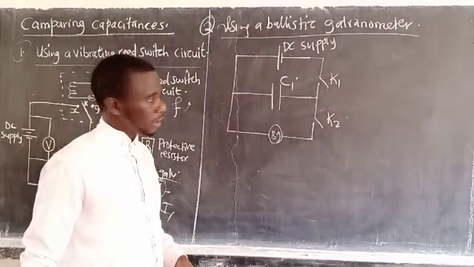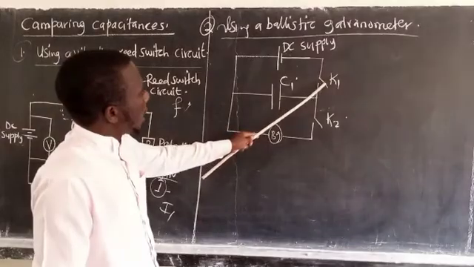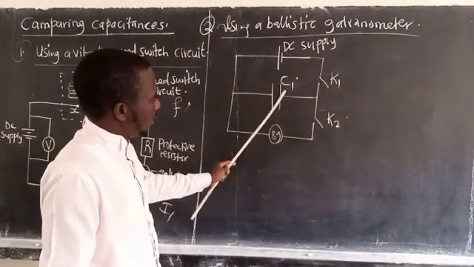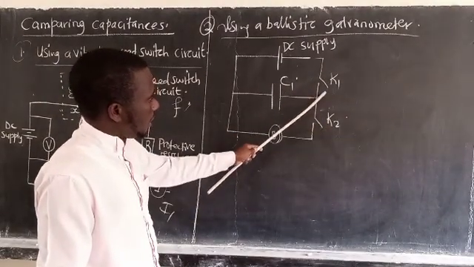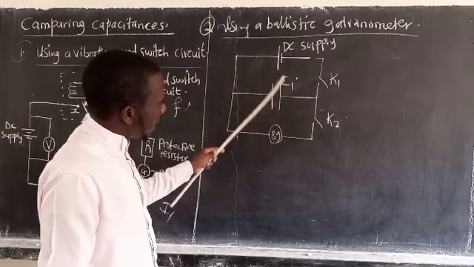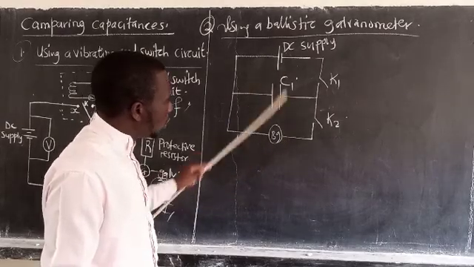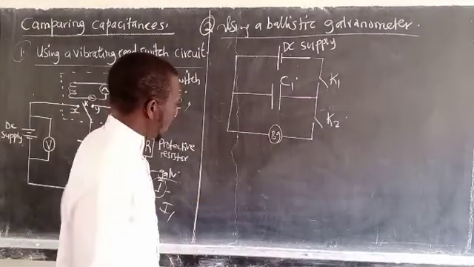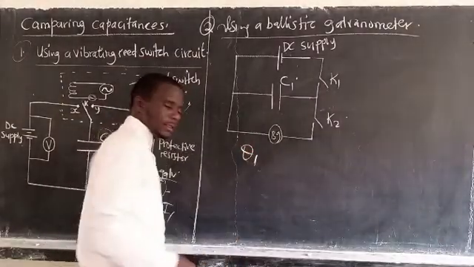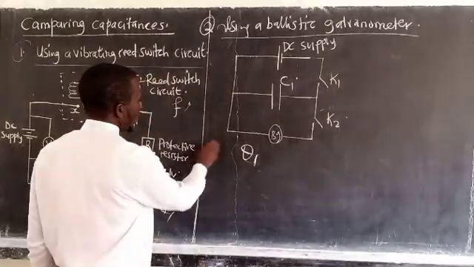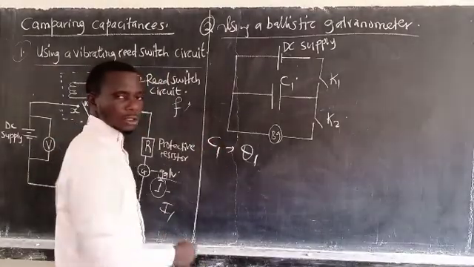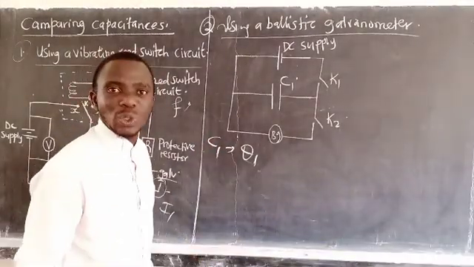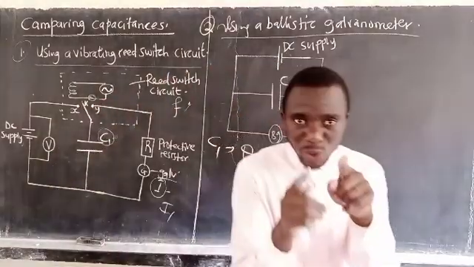So what happens? When you close switch K1 and open K2, it is charged. When you close K2 and open K1, it is discharged. When the capacitor is being discharged, we shall see a deflection from this ballistic galvanometer. Maybe that is theta 1. When we have our capacitor of capacitance C1, guess what we do? Actually, tell me, what do you think we do after that?